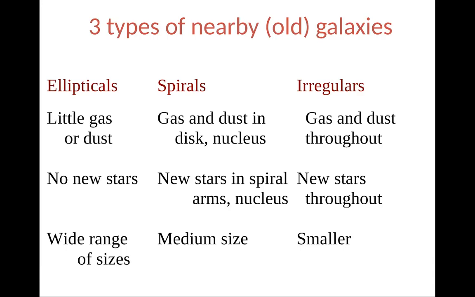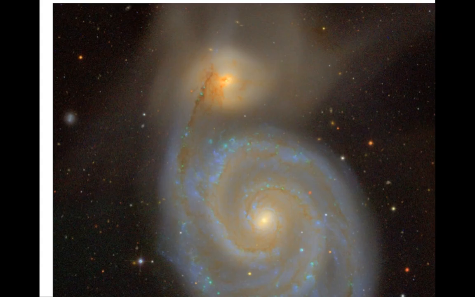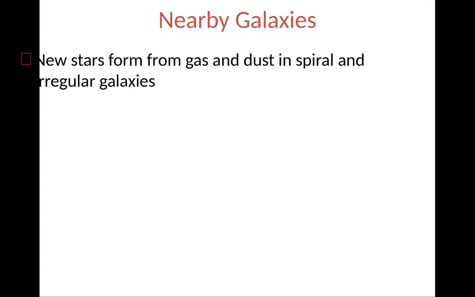There are no new stars, and a wide range of sizes, but mainly the bigger ones. Spirals have gas and dust in the nucleus and disk. New stars are always forming in spiral arms. That's the majority of star formation there. And they're about medium-sized, roughly the size of the Milky Way. And then we have irregulars, with gas and dust throughout. All right. There are new stars throughout, and they tend to be smaller. Okay, so there's a little galaxy, which is orbiting another galaxy.